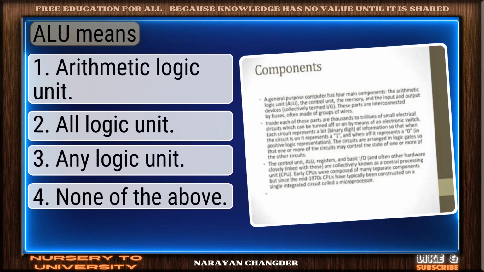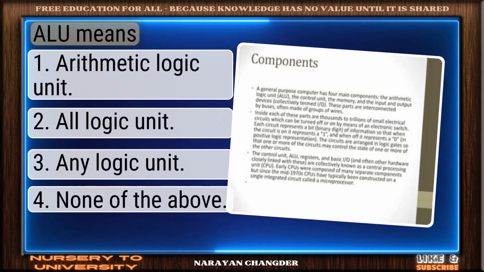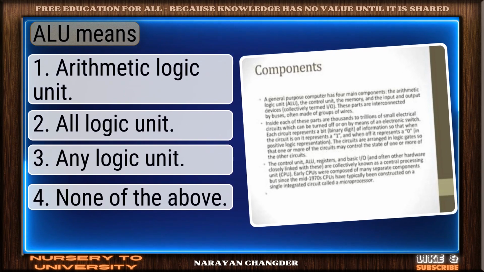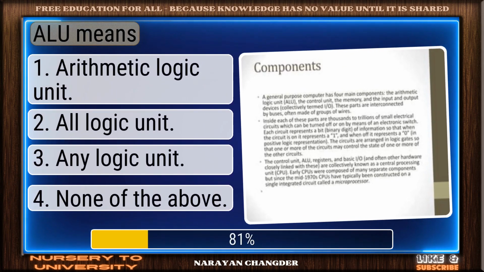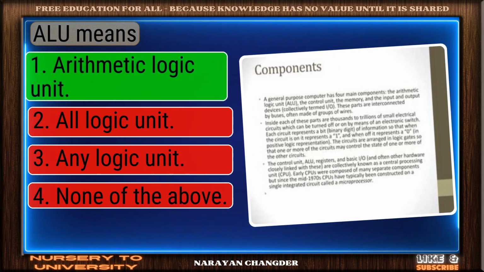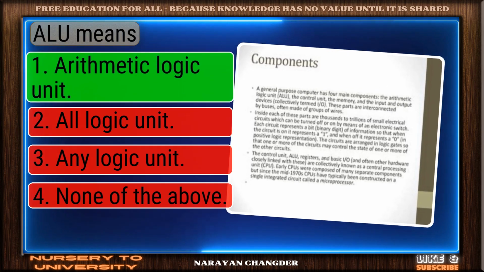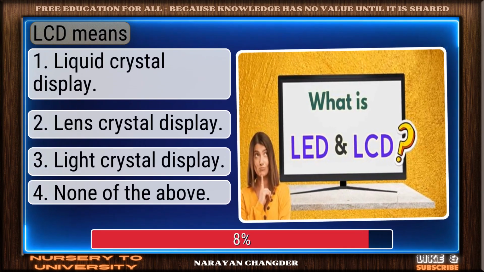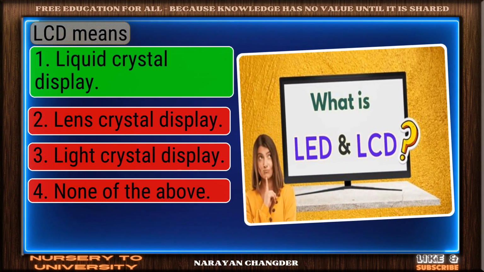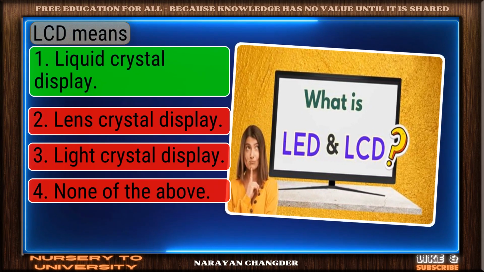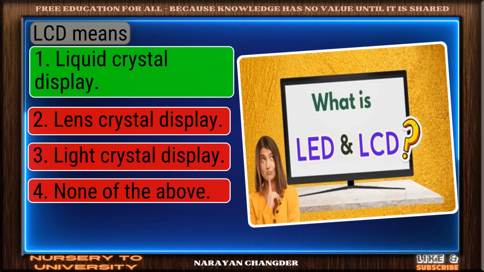Can you solve all these Class 2 Computer Chapter 3 parts of a computer questions? ALU means. Good job. Arithmetic logic unit works well here. LCD means. You're right. Liquid crystal display is the correct answer.